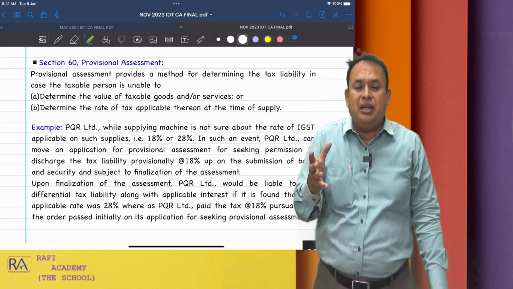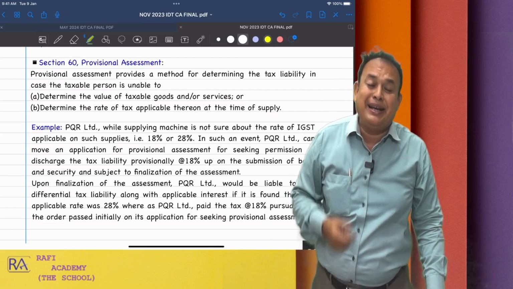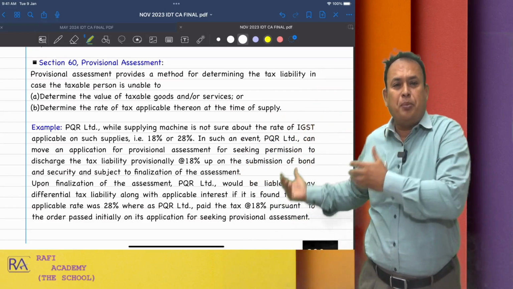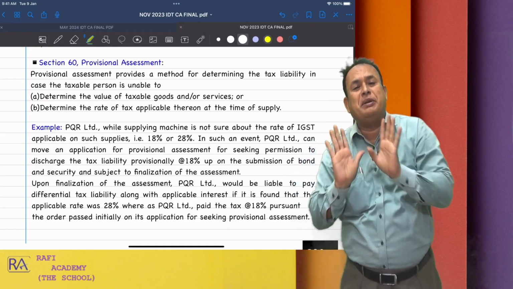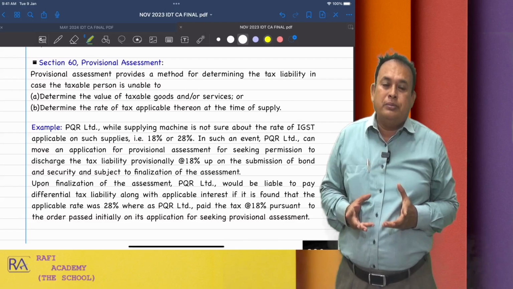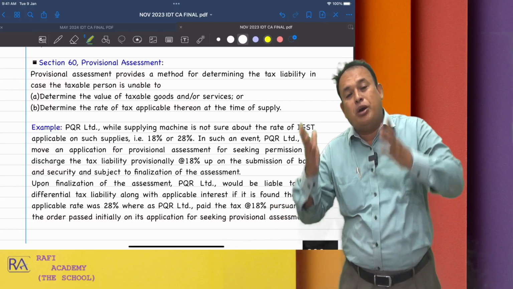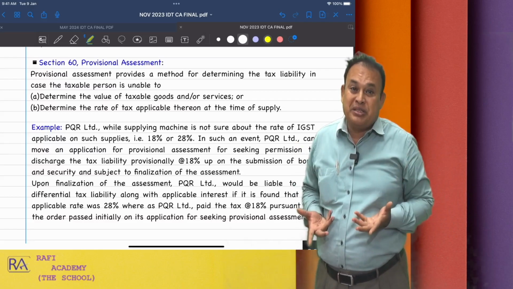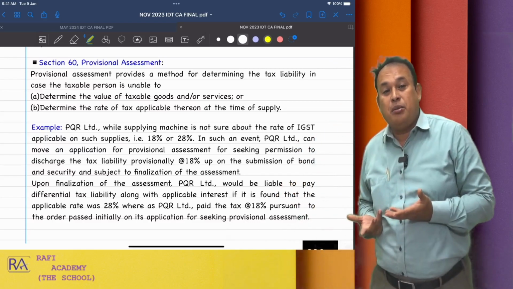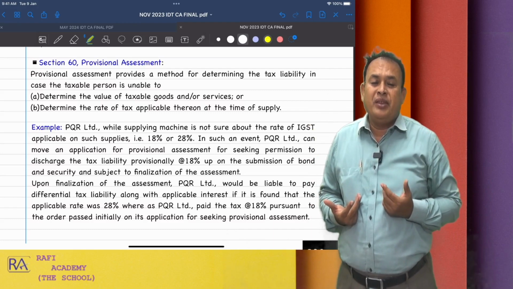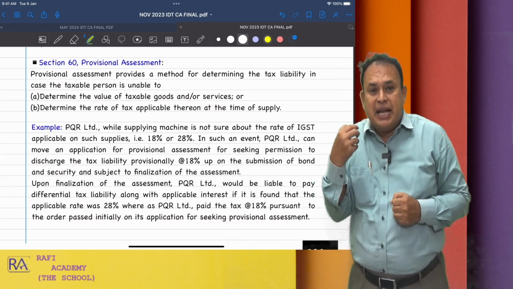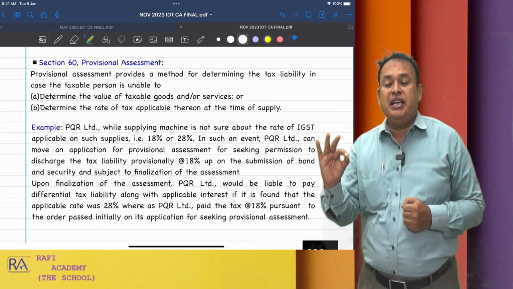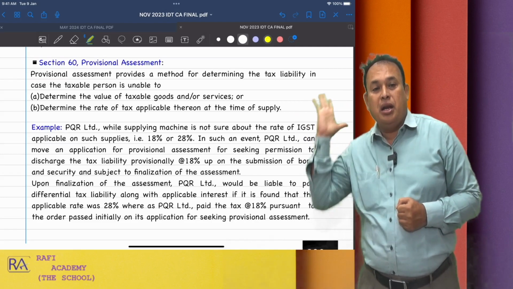So I supply the goods, sir, but there is an ambiguity whether 12% or 18% is applicable. I am confused, breaking my head, because there are so many opinions given by the experts. Somebody says 12% is applicable, somebody says 18%, full ambiguity for my supply of goods. Which correct rate is applicable, I do not know. If I pay 12%, tomorrow the department will send me a notice for short levy. If I pay 18% and thereafter the law is clarified that it is only 12%, then I have to claim the excess amount I paid as a refund. Unnecessarily it takes time. So what can I do? For such a taxpayer, the best provision available is section 60, provisional assessment.